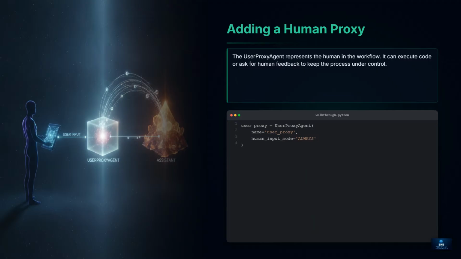Behind every good AI is a human in the loop. We use the user agent to act as our representative. By setting human input mode to always, we ensure that the agent pauses to check with us before taking significant actions like executing code. This keeps our automation safe and transparent.